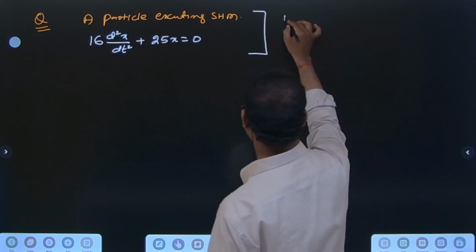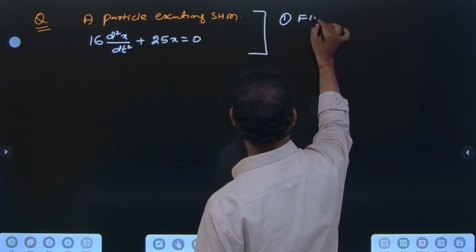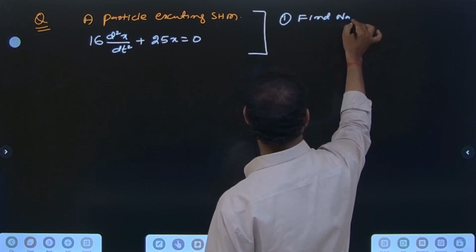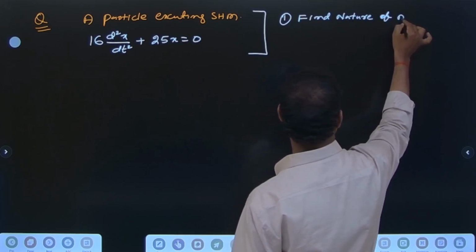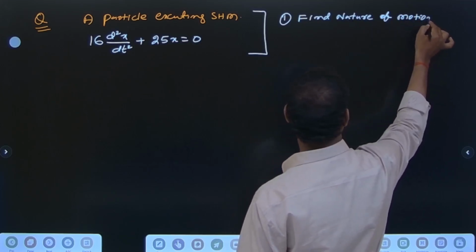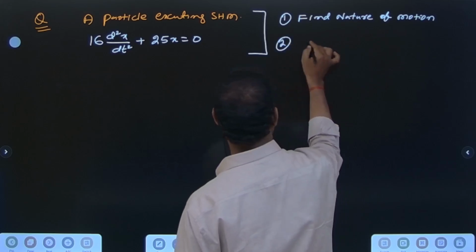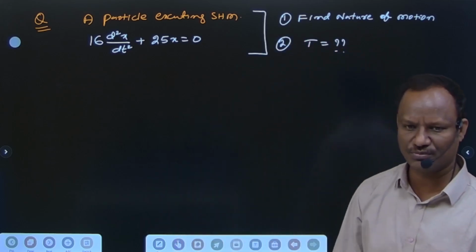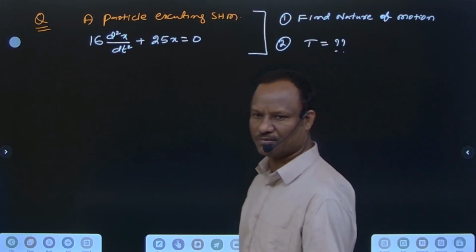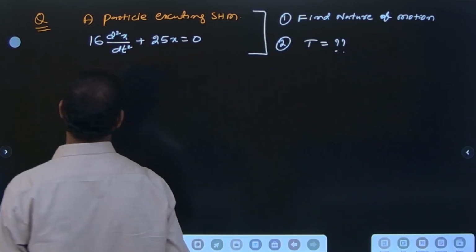First one, find the nature of motion. Second, find the time period. Nature of motion means what? Is it executing SHM or not? Okay, so let us see the first one.